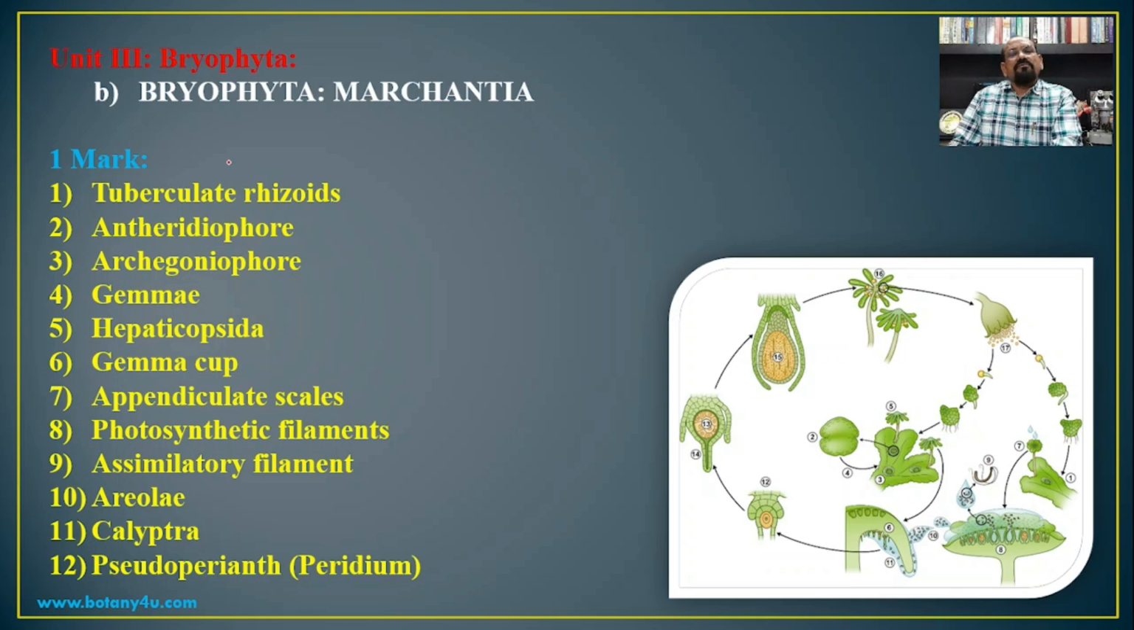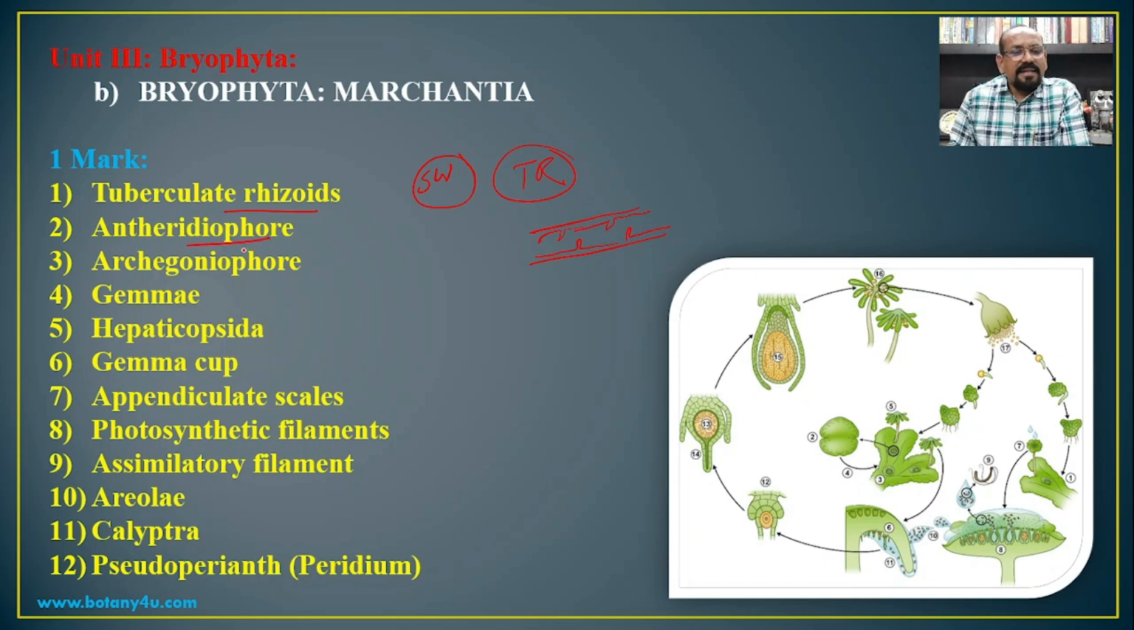If you see the 1 mark questions on Marchantia, then tuberculate rhizoids. In Marchantia there are two types of rhizoids: smooth-walled rhizoids and tuberculate rhizoids. In the tuberculate rhizoids there is a peg-like ingrowth in the lumen of the rhizoid, and such rhizoids are known as tuberculate rhizoids, which are a characteristic feature of Marchantia.